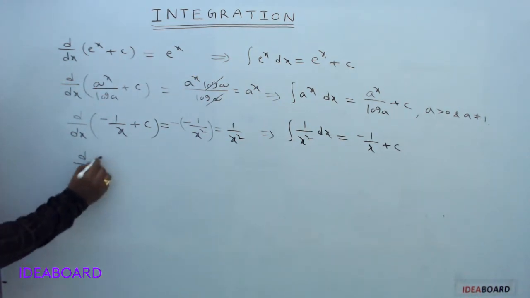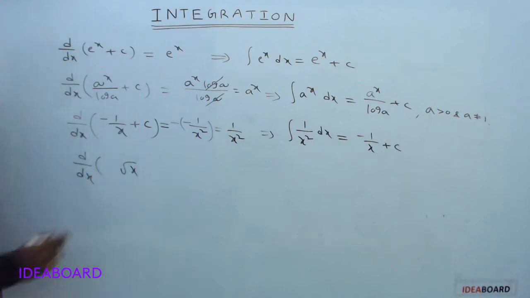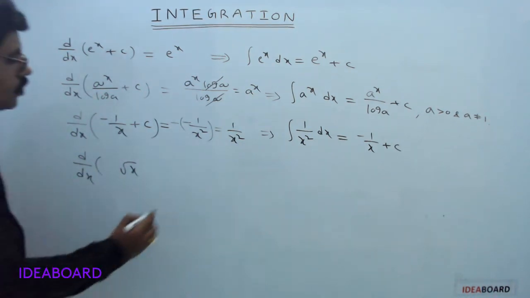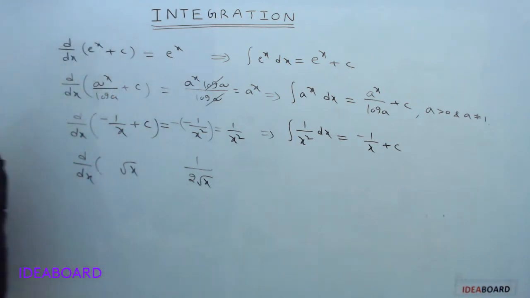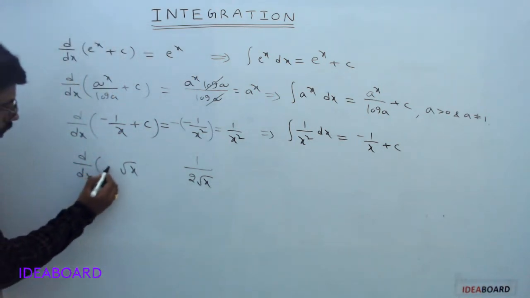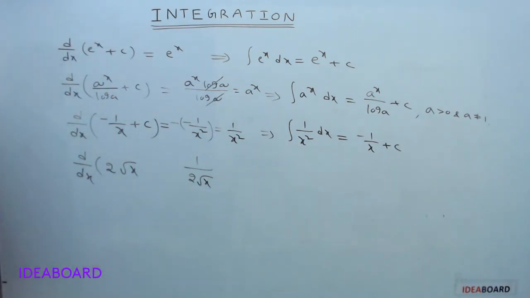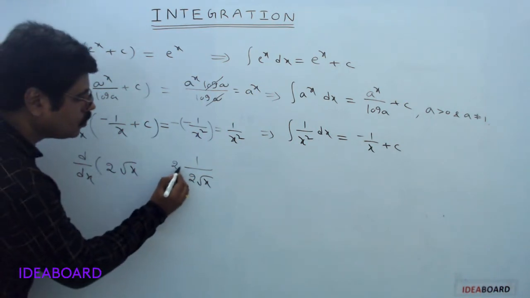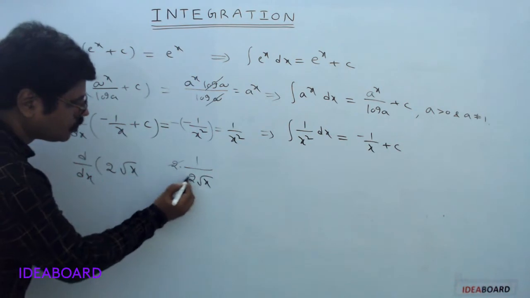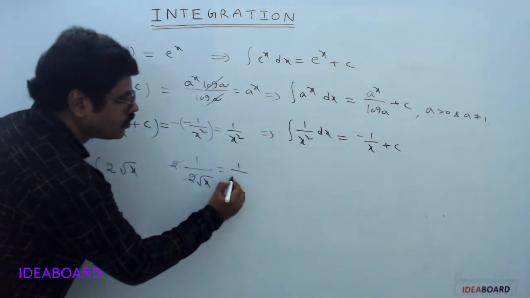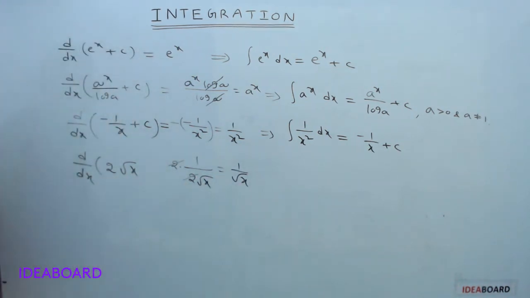What is the derivative of root x? Derivative of root x is 1 divided by 2 root x. Now what is the derivative of 2 root x? That is 2 into 1 divided by 2 root x. Now here 2 will be cancelled. It will be 1 by root x.